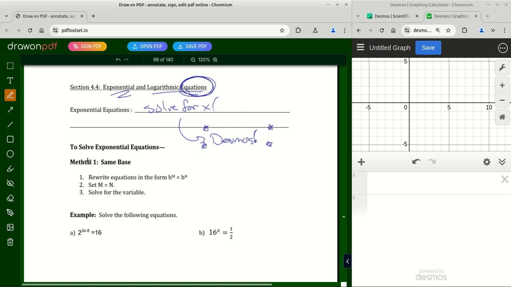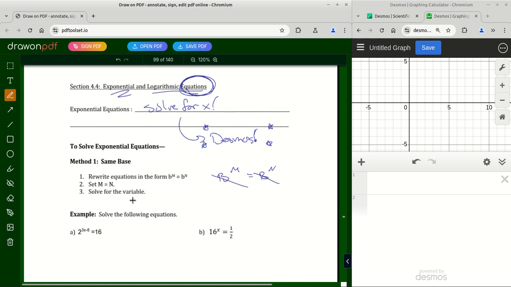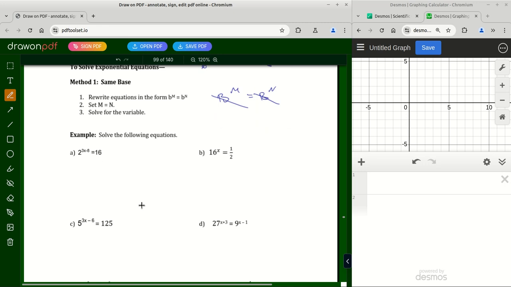Now, there's 4 methods, I guess, to solving some of this stuff. I'm going to call this one the cancel bases step. I don't know what you would call it. But basically, your bases are going to cancel, and you're left with something that's a lot easier. I want to do that with 1 or 2 of these, and then I want to show you Desmos as well, as we go along.